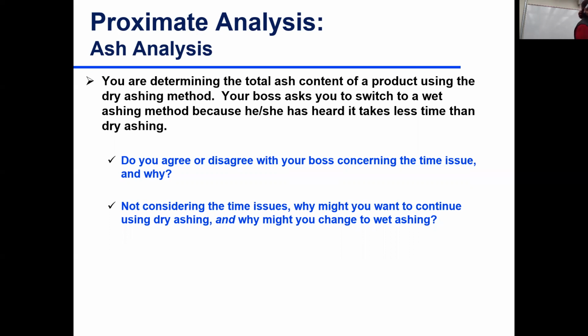It might depend on the number of samples that you're analyzing. If it's a lot, then it might not necessarily take less time. We may not agree, because we are looking for the total ash content. Which ash analysis do we do to get total ash content? We have dry ashing and wet ashing. Dry ashing is supposed to give the total ash content, and wet ashing is to check the specific mineral profile of the sample, right? So do you think we should agree with the boss due to the time?